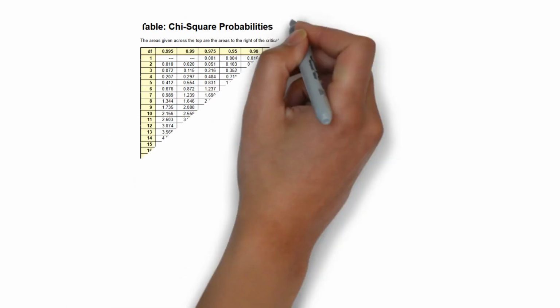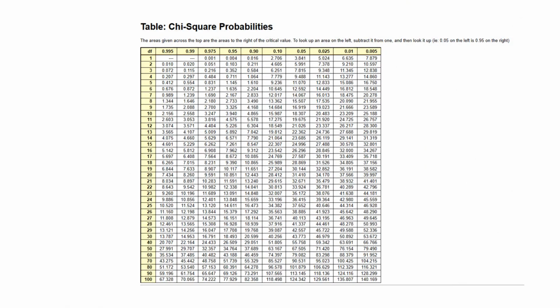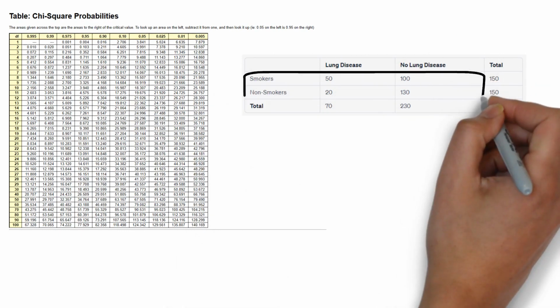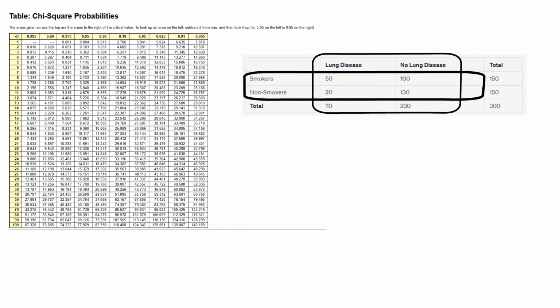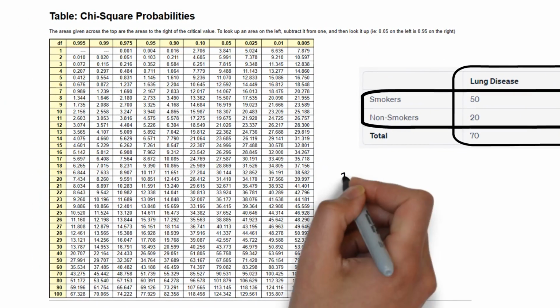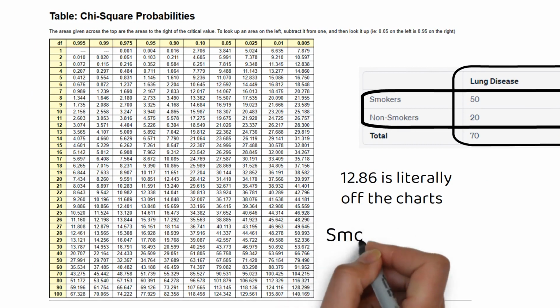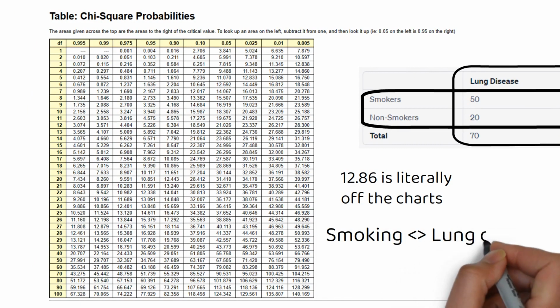To determine the significance, there's a chi-square chart. In this case, the degrees of freedom is the number of rows minus 1 times the number of columns minus 1. In this case, there are 2 rows and 2 columns, so there is only 1 degree of freedom. A look at the chart shows that with 1 degree of freedom, 12.86 is literally off the charts. This indicates a very strong probability that there's a relationship between smoking and lung disease.